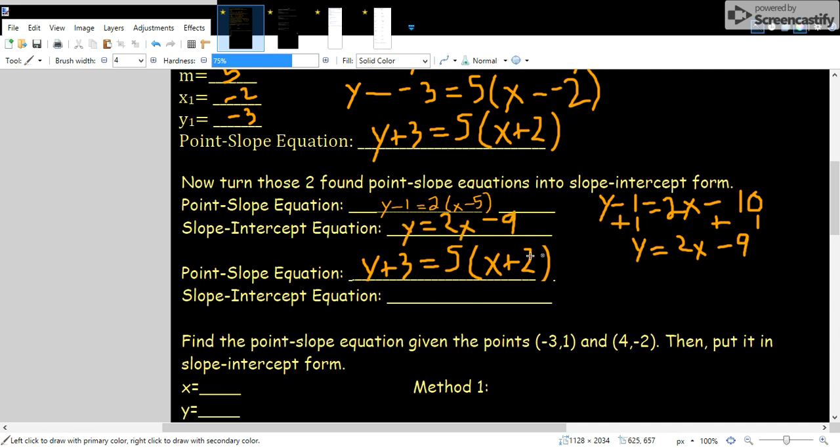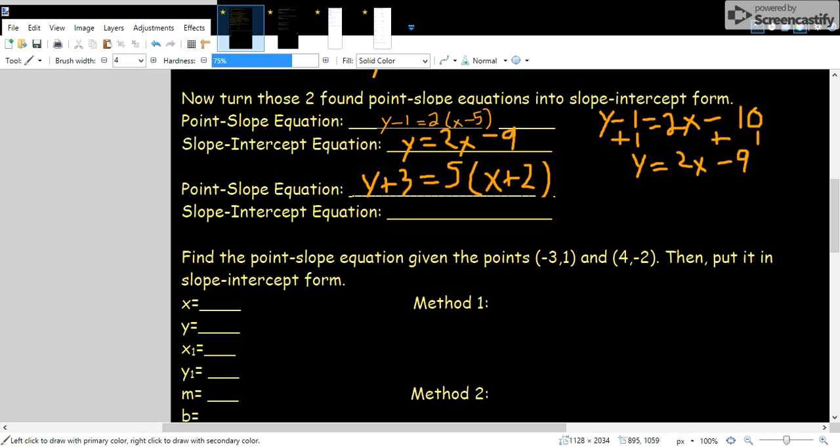From there, go ahead and pause the video. See if you could do the same thing for the other example. So your slope-intercept equation will be y equals 5x plus 7.